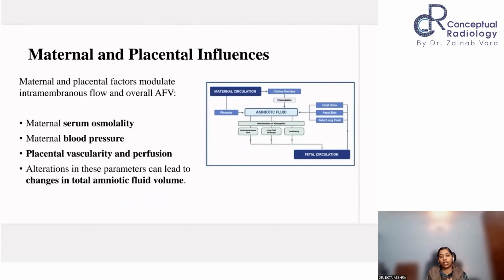Now, besides the fetus, maternal and placental influences are very important. They're going to influence the osmolality. The blood pressure of the mother is going to change a lot of things, including the perfusion of the placenta, and eventually affect the AFI. So now, could you make out how maternal hypertension is going to affect the liquor both ways? Decreased liquor with maternal hypertension is easy to explain. Can anyone tell me how maternal hypertension causes oligohydramnios?